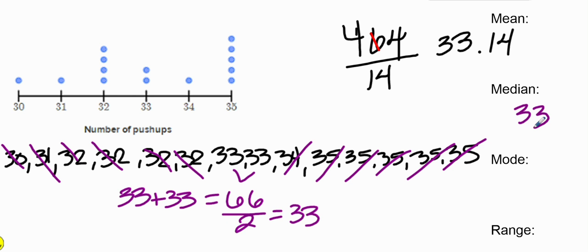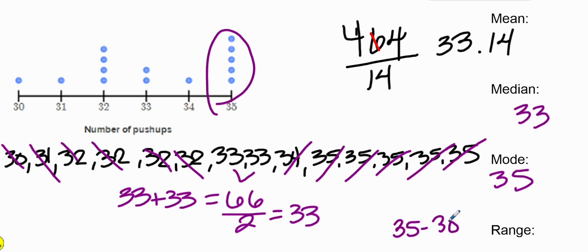Then I'm looking for my mode. Which number occurs most? Well, that would be 35, because 5 different people could do 35 push-ups. And that was the most. And then, of course, my range is the highest number minus the lowest number. So I'd have 35 minus 30, which would give me 5.